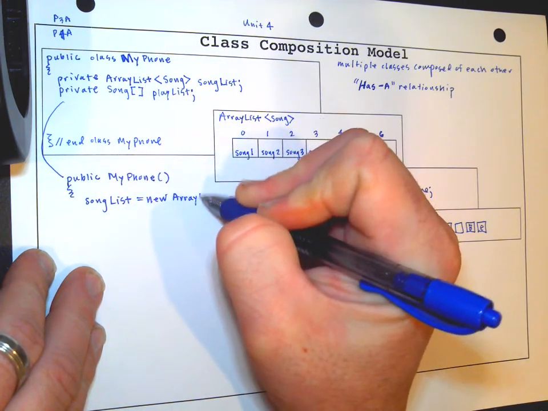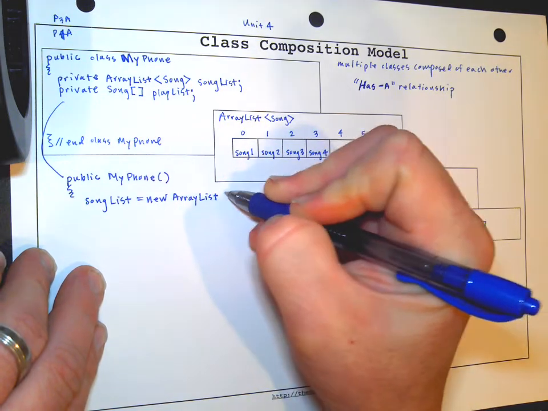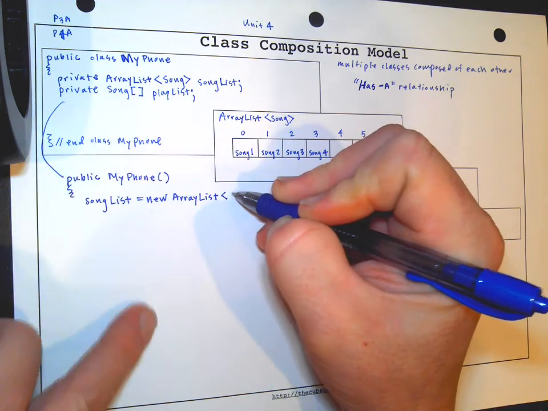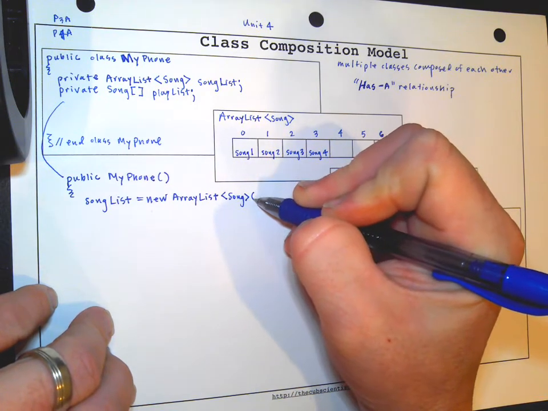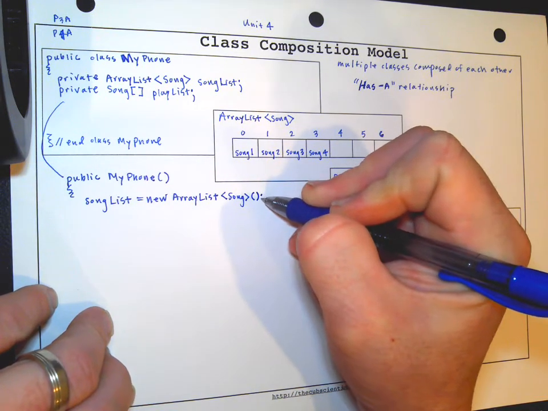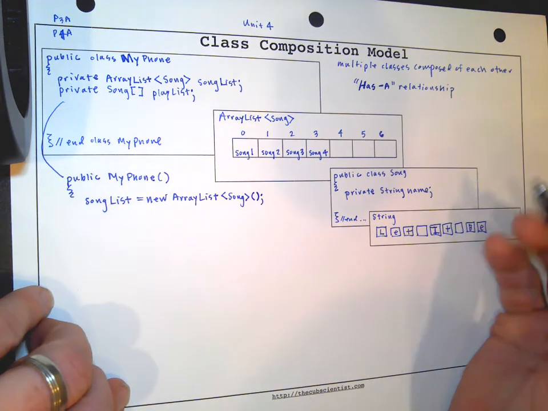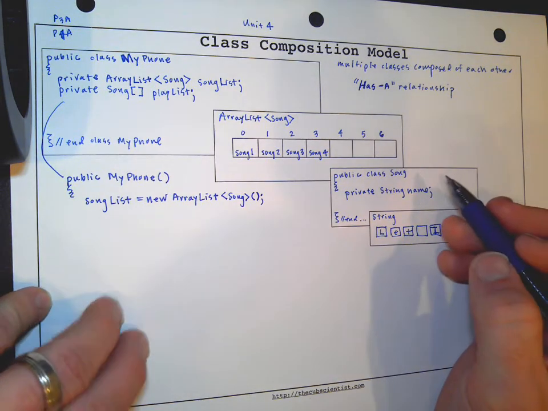And the way you create an ArrayList is you say ArrayList, and then you put the angle brackets. So it's very similar to when you declare it. You say what kind of thing is in it, but then you've got to put these empty parentheses after it. Okay. Because it's like a method itself. It's like a constructor itself.